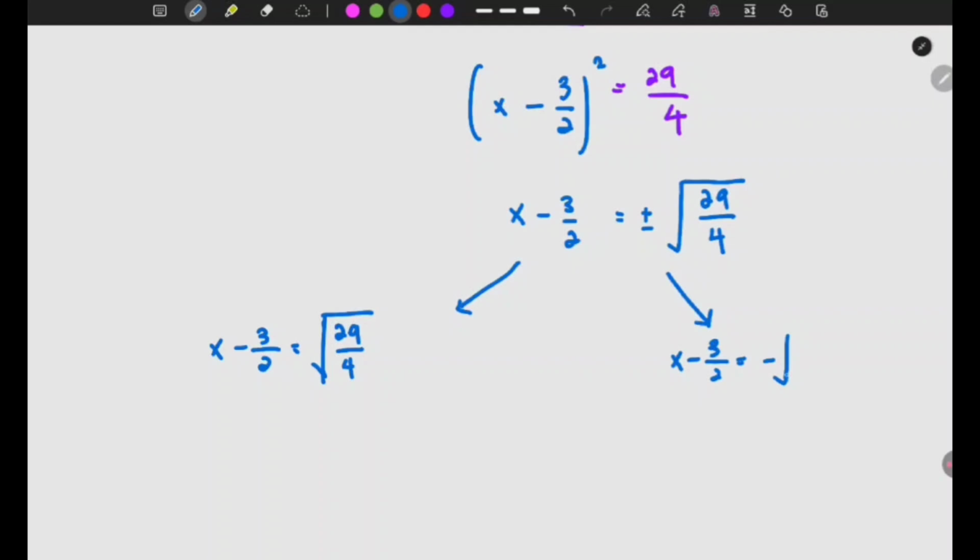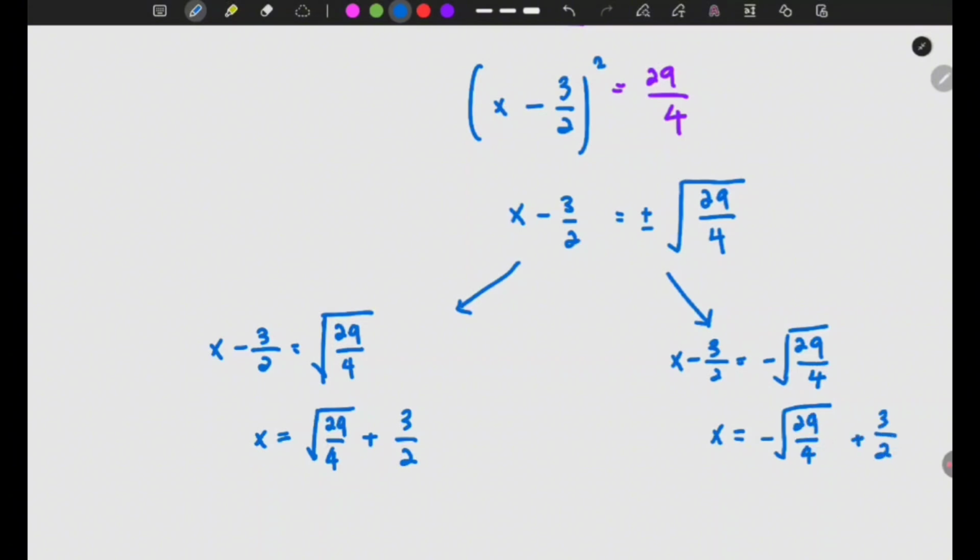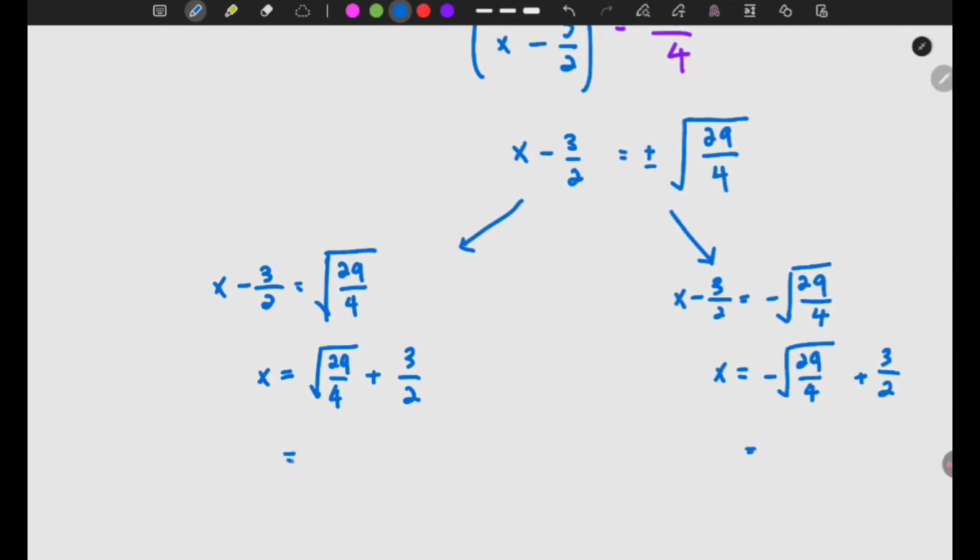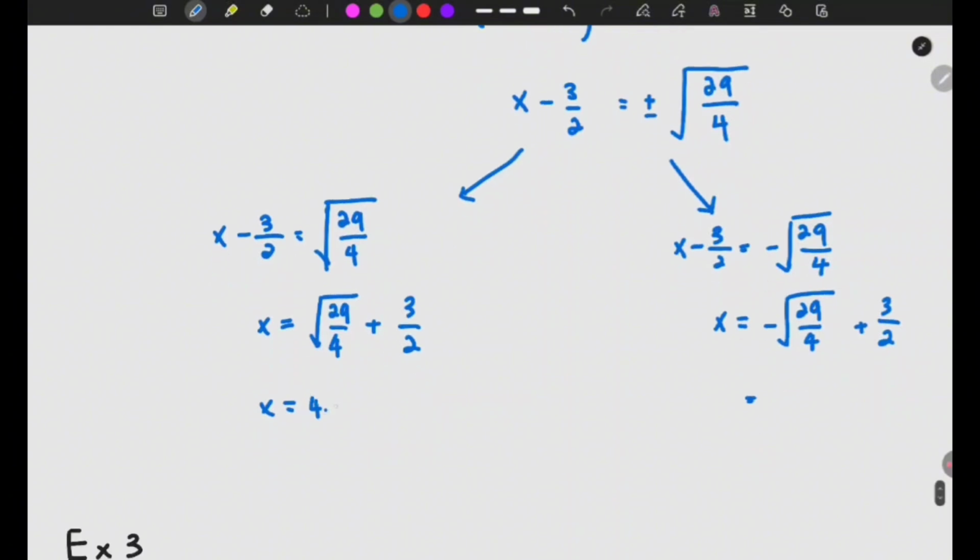And find your x: square root of 29 over 4 plus 3 over 2, minus 3 over 2 brought here becomes plus. Same for this, negative square root of 29 over 4 plus 3 over 2. And there you go, you find the x. Press your calculator, square root of 29 over 4, and then plus 3 over 2, you will get 4.192 and 58 something. It's quite long. And I usually take 4 decimal places, 4.192558, so you round off and it becomes 6.